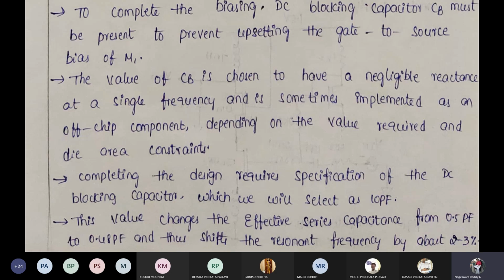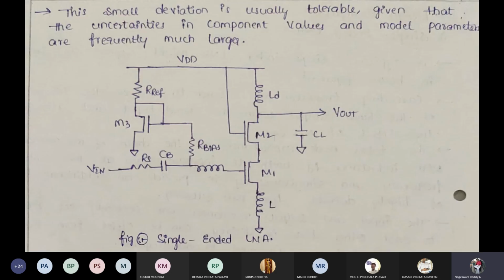It changes the resonant frequency by about 2 to 3%. This small deviation is usually tolerable. Tolerable is nothing but acceptable, given that uncertainties in component values and model parameters are frequently much larger.